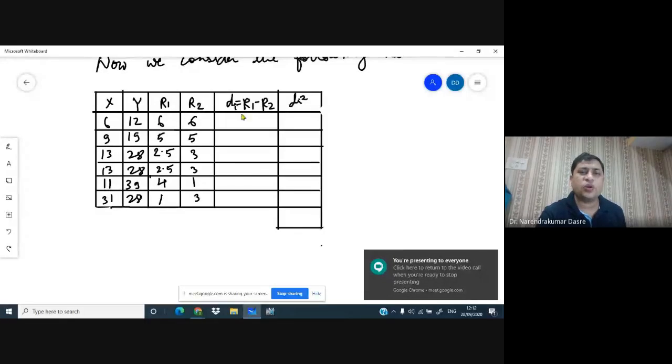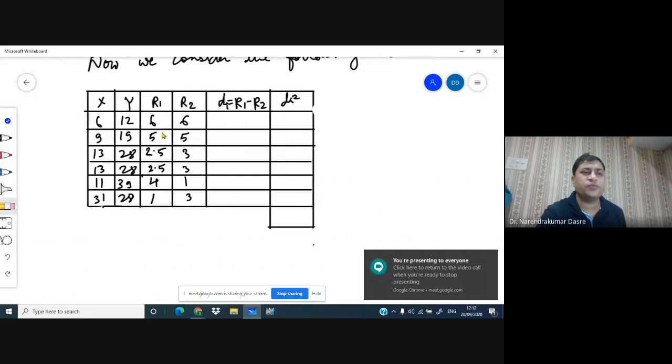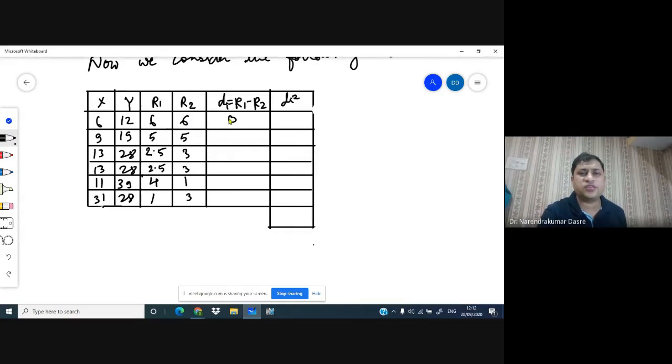So here, what is the difference? This is going to be 0. So here the difference is 0, 0, and here we'll have minus 0.5. This is again minus 0.5. This is going to be 3, and this is going to be minus 2. So easily we are able to calculate. This is going to be 0.25, this is 0.25, and now this is going to be 9, this is going to be 4. So what is the sum we'll have here? It is going to be 13.5.